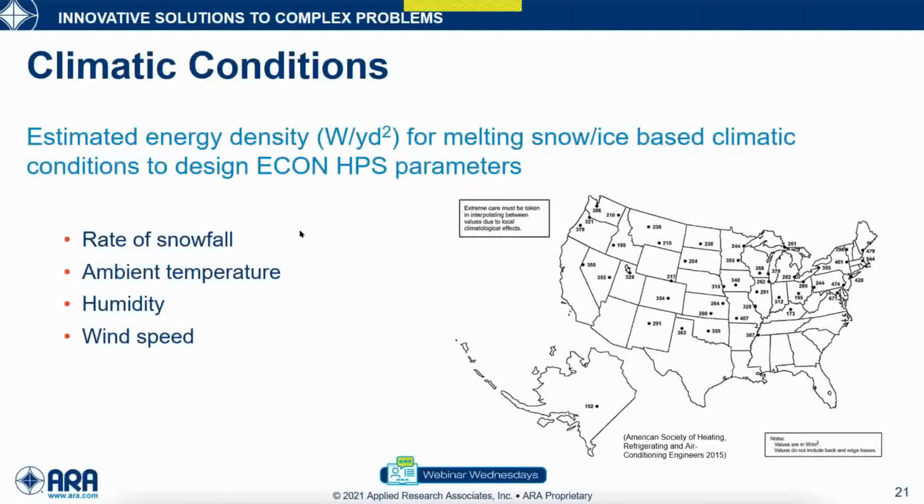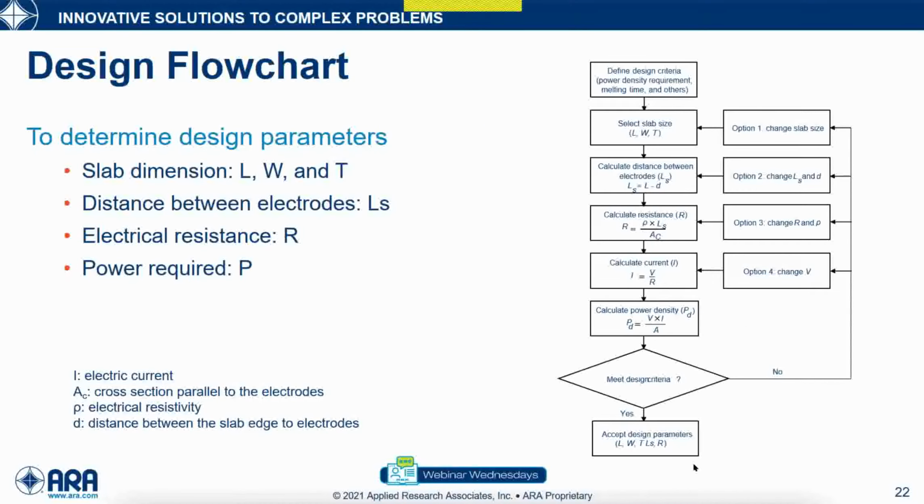This map was taken from this reference, and you can see all of the details. They will provide you with the heat transfer equations, using conduction, convection, and so on, if you want to specifically come up with the energy density for a specific location. After you get that value, typically the energy density is between 300 to 400 watt per square yard.